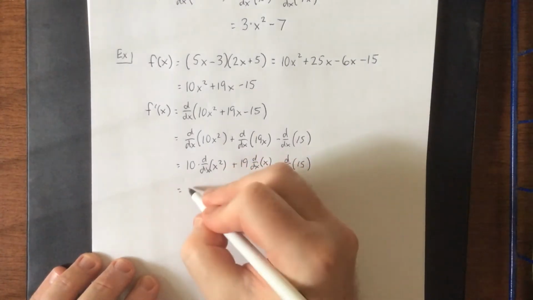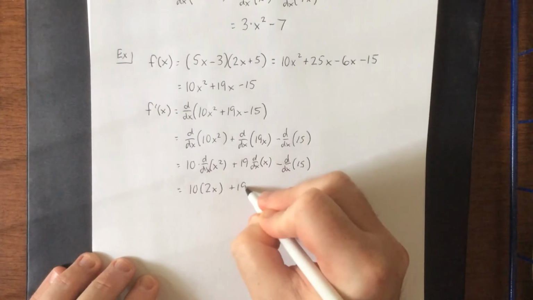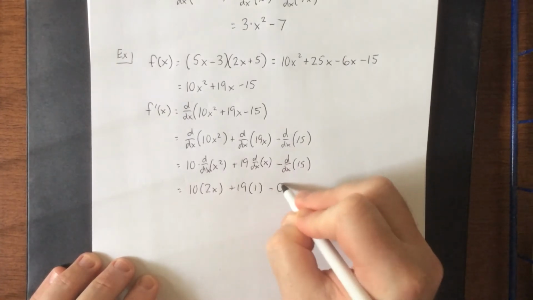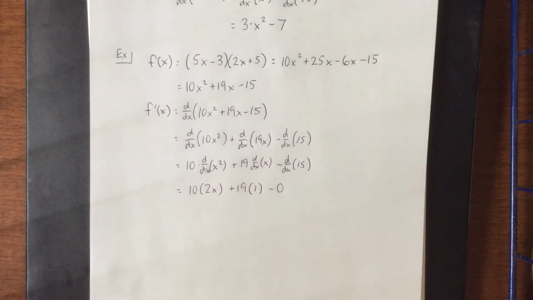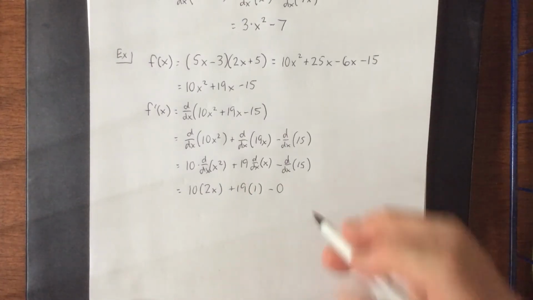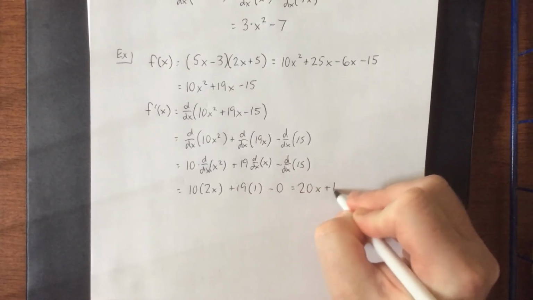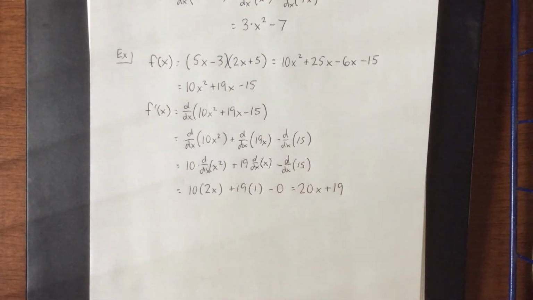So in the first instance, this would be 10 times 2x plus 19 times 1 minus 0. So that's the power rule, the identity function, and a constant term. Then, putting it back together, it reminds us of better times, 2019. Well, 20x plus 19, I suppose.